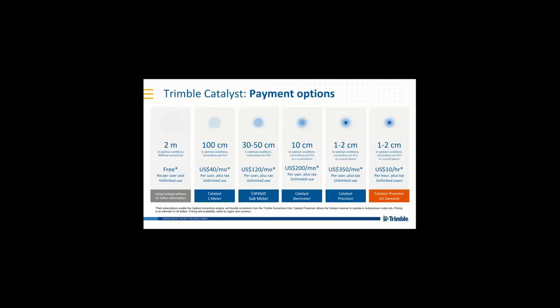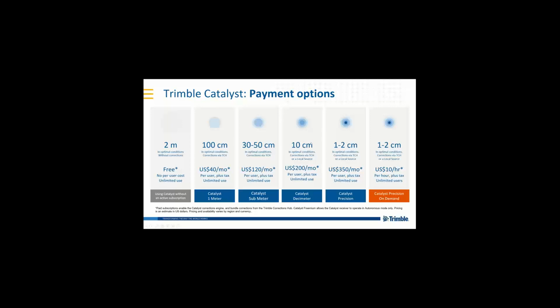Okay, Trimble Catalyst turns that around. We pay a low cost for the antenna, and then you pay for the service to use it and to get the accuracy when you need it. If you only need 2 meters of accuracy, don't pay anything. Pay the $350 to get the antenna. If 2 to 3 meters is good enough for what you need, then you don't need a subscription at all. And then here are the other options for the different accuracy levels.